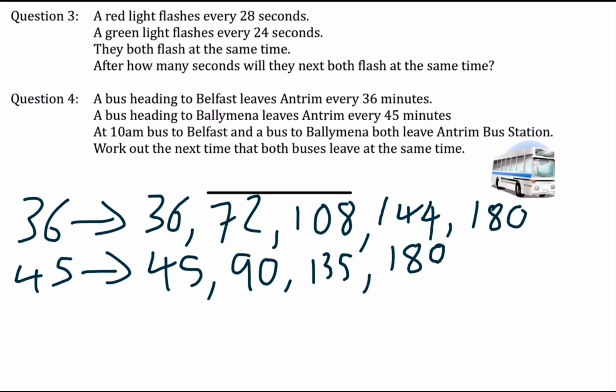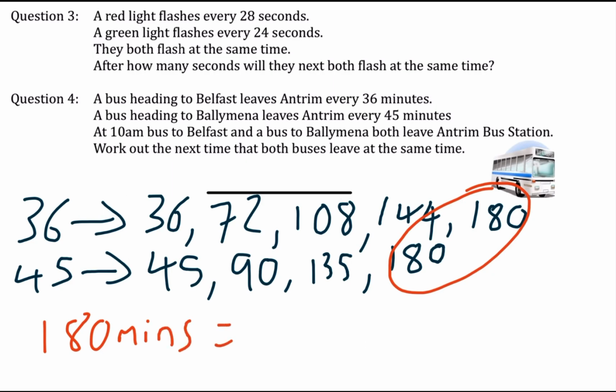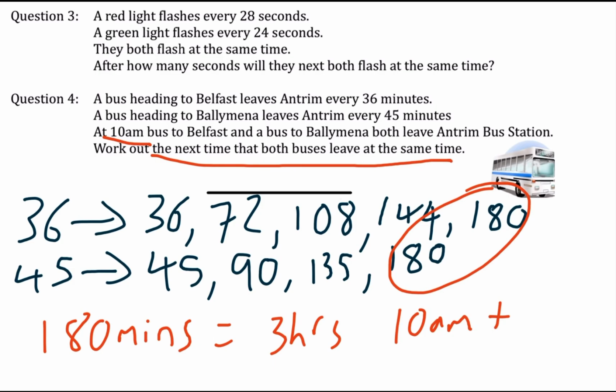I can stop now because after 180 minutes, we've noticed that the numbers are the same in the 36 times table and the 45. Therefore, 180 minutes is equal to 3 hours. So if a bus is at 10 a.m., when will both buses next leave at the same time? So 10 a.m. plus 3 hours, 180 minutes, which equals 1 p.m.